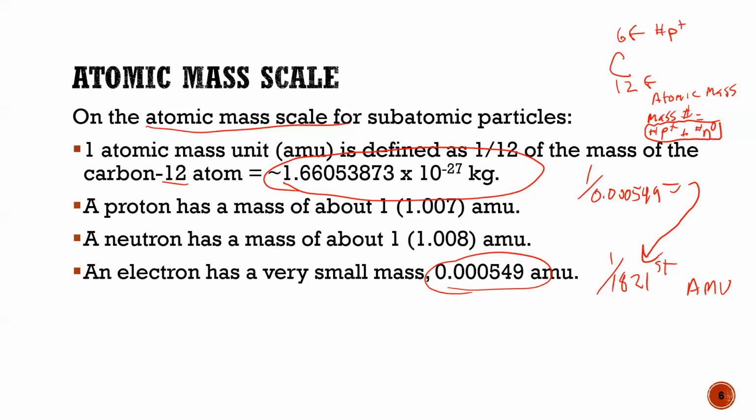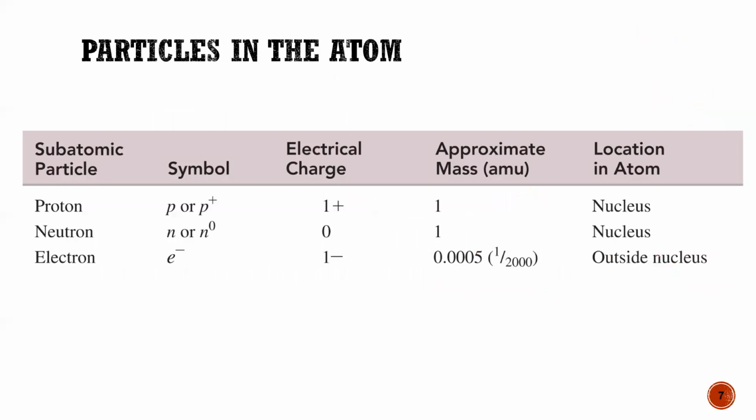It's negligible. So when we look at the particles in the atom, I basically want you to understand this table. We have 3 subatomic particles: protons, neutrons, and electrons. Protons are positively charged. That's why you have the superscript positive. Neutrons are neutral. That's why you have the superscript of a 0.